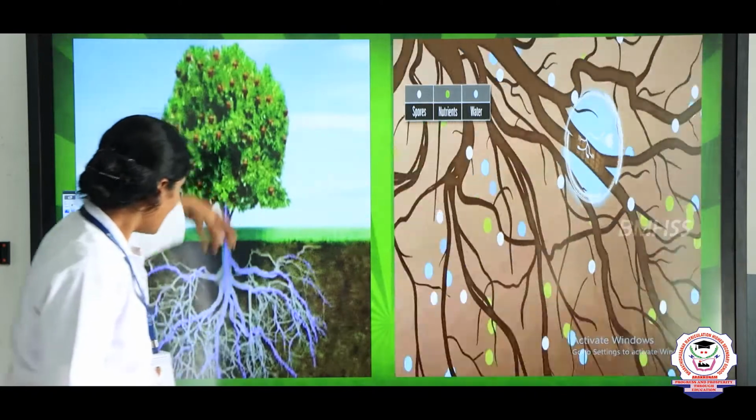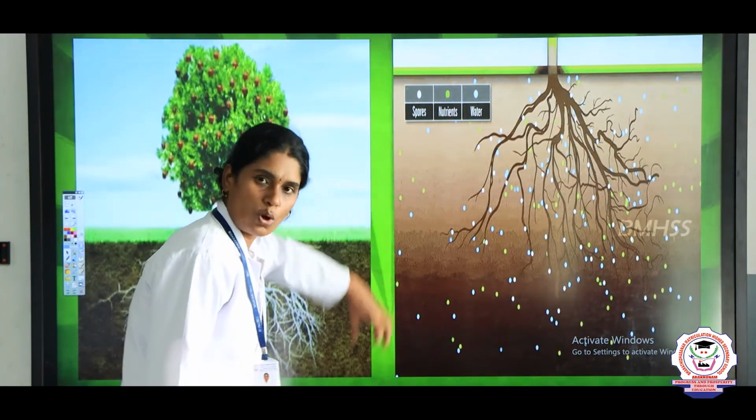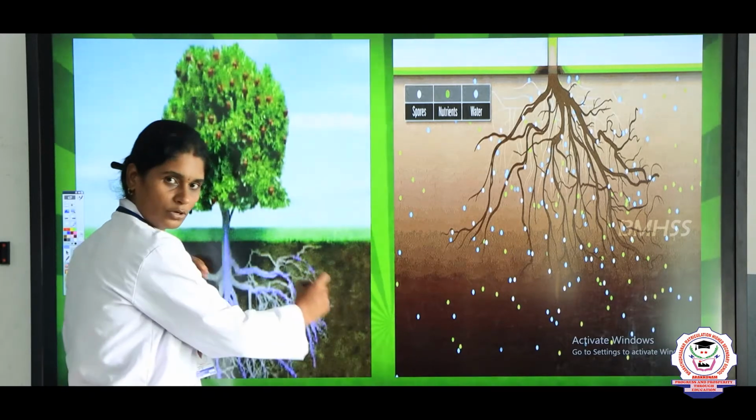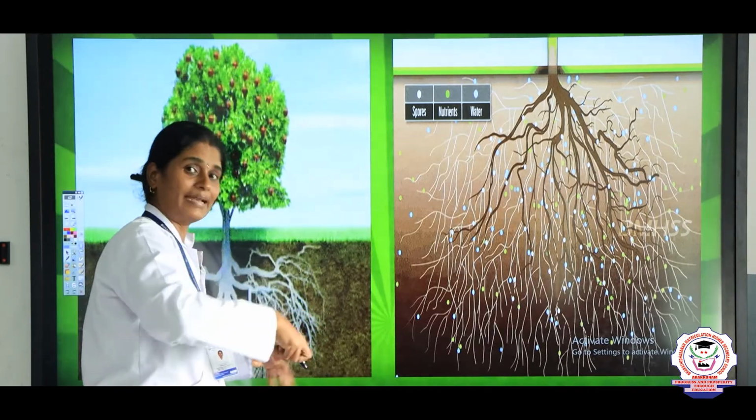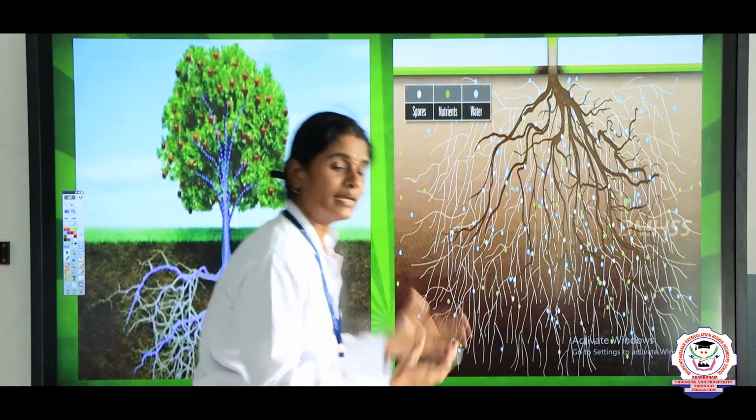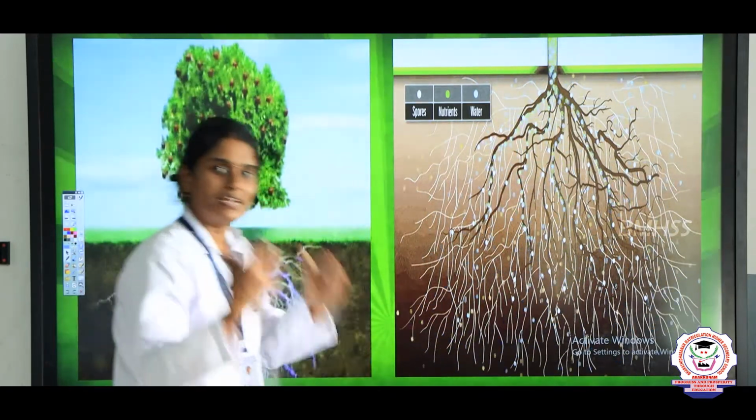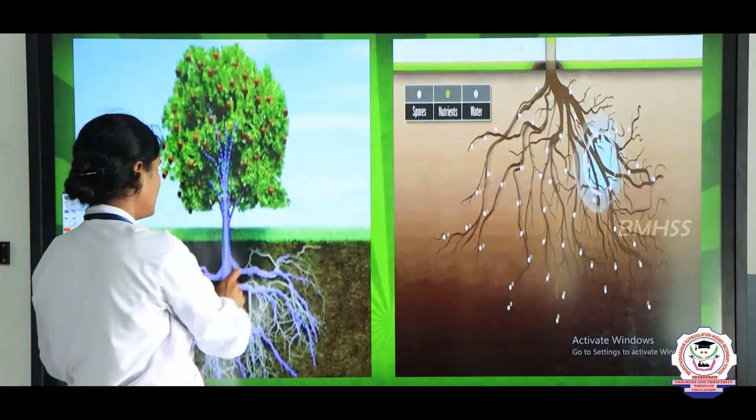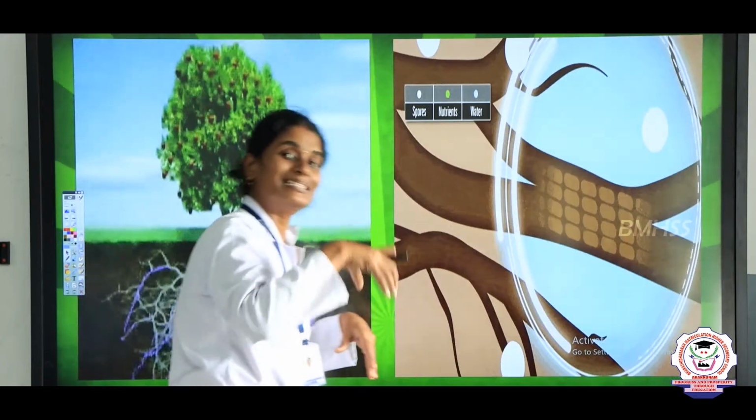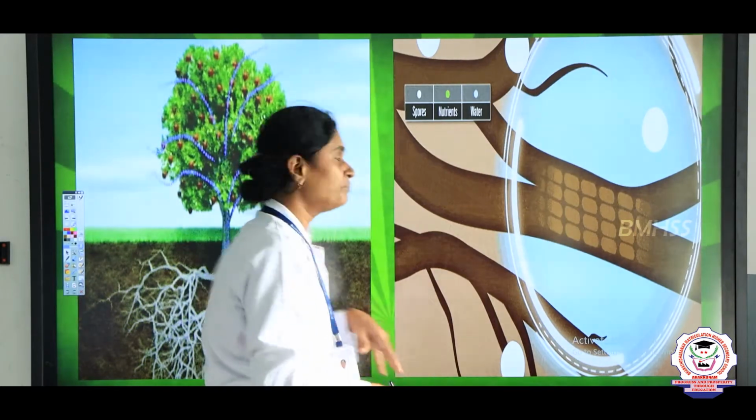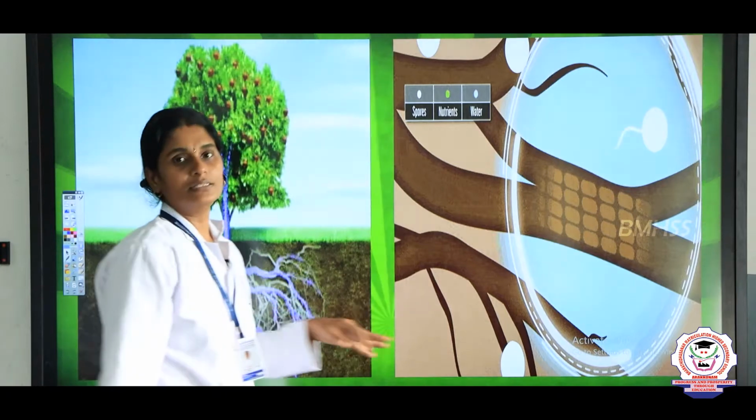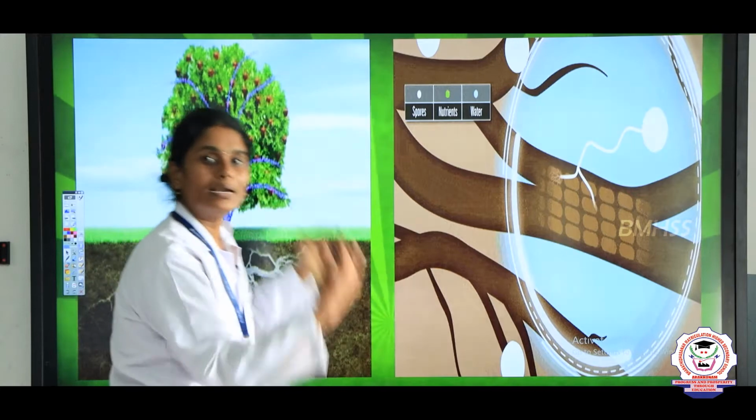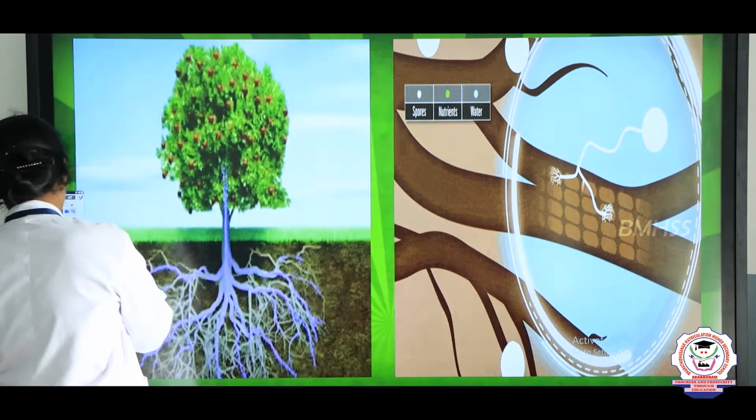So, the roots make the plant fix in the soil. And also because of the formation of the roots, the plant is very tight, and we can prevent the soil from being eroded. If there is wind or heavy water, because of the roots, the plants or the trees will stay there very tightly. And also the main thing is the roots help the plant by supplying water and minerals from the soil.